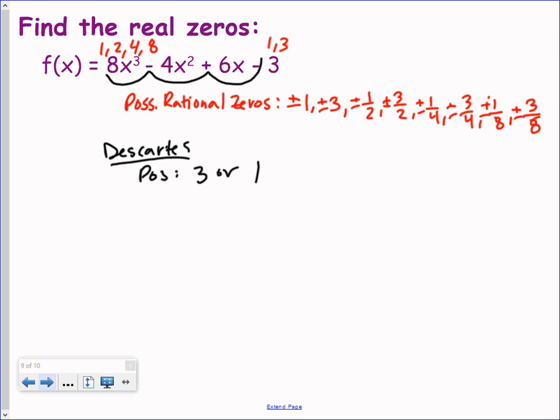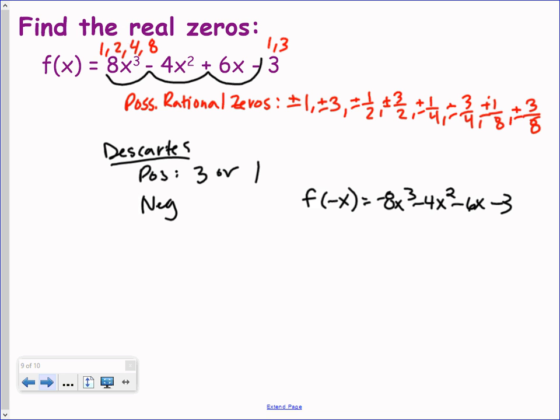For the negative part of Descartes, I want to check f of negative x. And remember, I would just plug negative x in. If I plug it in and it gets raised to an odd exponent, then that term changes sign. So 8x cubed has an odd exponent. It's going to change signs and become negative, so this will be negative 8x cubed. The even exponents will keep their signs, so minus 4x squared. Plus 6x will change signs. Negative 3 has no x, so it won't change signs.